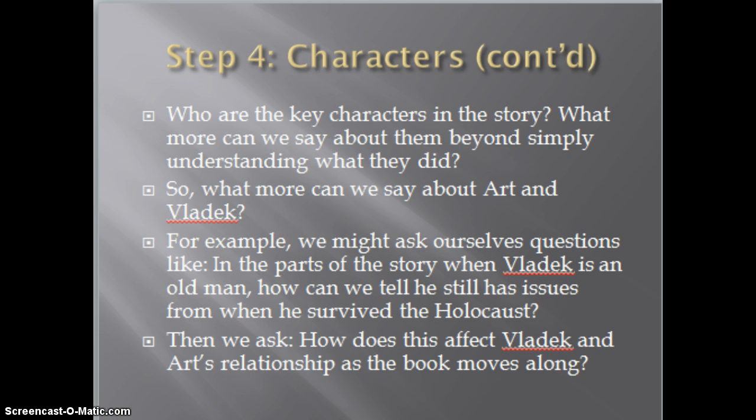So, what more can we say about Art and Vladek that isn't directly stated? For example, we might ask ourselves questions like, in the parts of the story when Vladek is an old man, how can we tell he's still got issues from when he survived the Holocaust? Is there anything we could see without it being directly stated that we might not be directly told in the story? And then we can also ask things like, how does this affect Vladek and Art's relationship? Things like that.